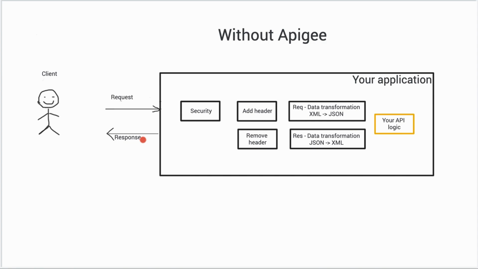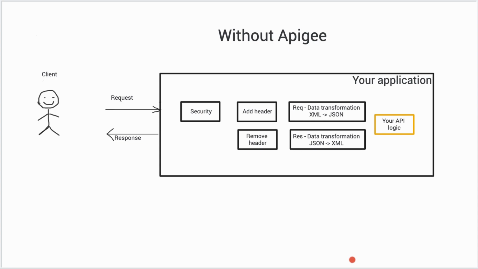So in this case, without Apigee, what we do is we implement the security, we implement the logic to add the header, and we have all the logic that we have to implement to accomplish all these things. We can move all this logic into the Apigee platform and make our application have only API logic in it. So this way it will be easy for us to maintain our application, and we don't have to worry about the additional things. Now let's jump on to Apigee concepts.